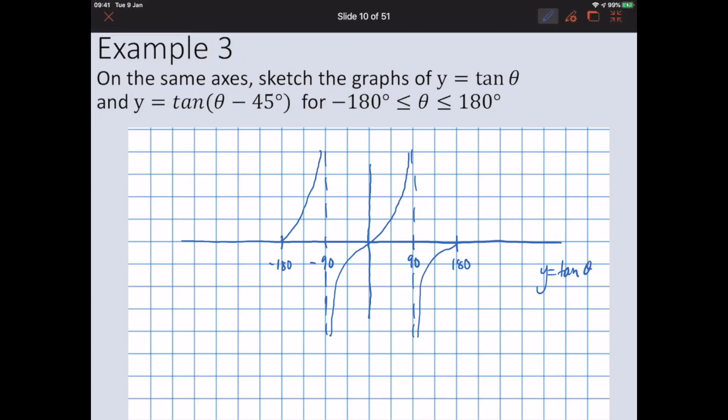See if we can get a different colour. Okay, so tan of theta minus 45. The minus 45 is going to move our graph to the right by 45 degrees. So everything's going to get shifted to the right. So if we draw asymptotes to the right by 45 degrees to begin with, and we can start plotting out some points. So it's going to cut here, and we're going to get this shape.